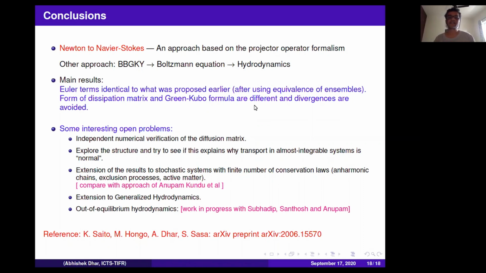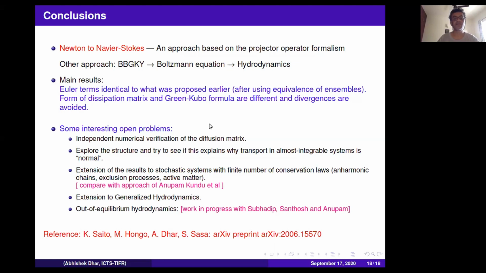The other approach that is quite popularly used is that you start with the so-called BBGKY hierarchy, and you write the Boltzmann equation, and then the Boltzmann equation can give you the hydrodynamic equations. That also, of course, involves a lot of approximations, and at some stage it's not easy to see what's the correct form of the transport coefficients. Here this approach gives a slightly different form, which turns out in this case to be the correct one. The Euler terms are exactly what was proposed earlier, but the form of the dissipation matrix and the Green-Kubo formula are different, and divergences are avoided.